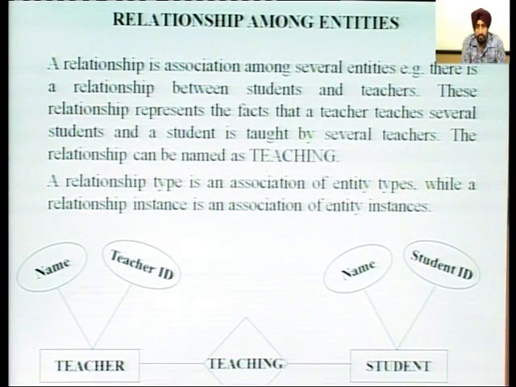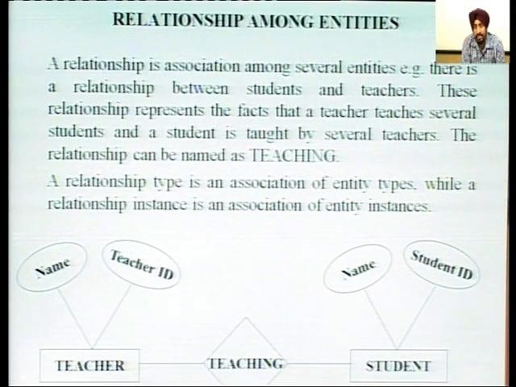There are two entities, one is teacher and the second one is student, and teaching, this diamond box, describes the relationship among these two entities. A teacher teaches a number of students, and a number of students can be taught by many teachers.